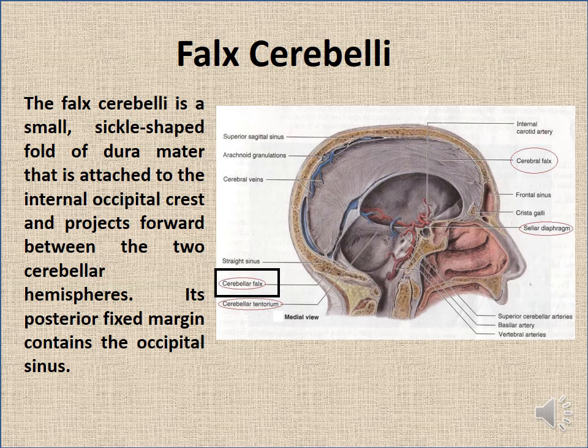The other structure is called Falx Cerebelli. The Falx Cerebelli is a small, sickle-shaped fold of Dura Mater that is attached to the internal occipital crest and projects forward between the two cerebellar hemispheres. Its posterior fixed margin contains the occipital sinus.